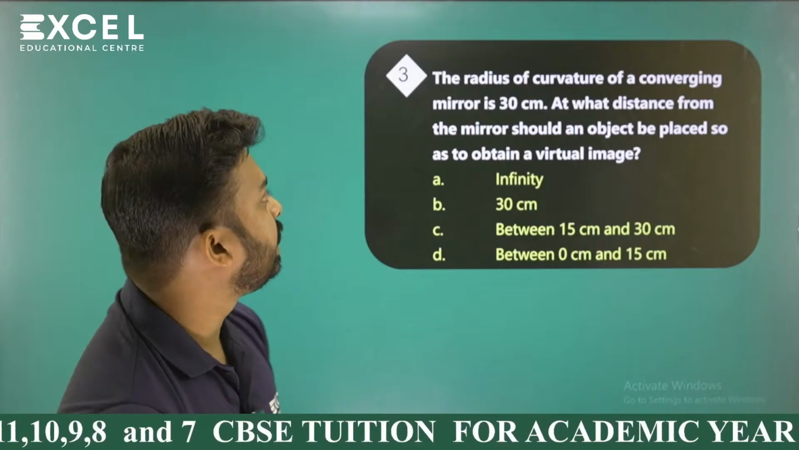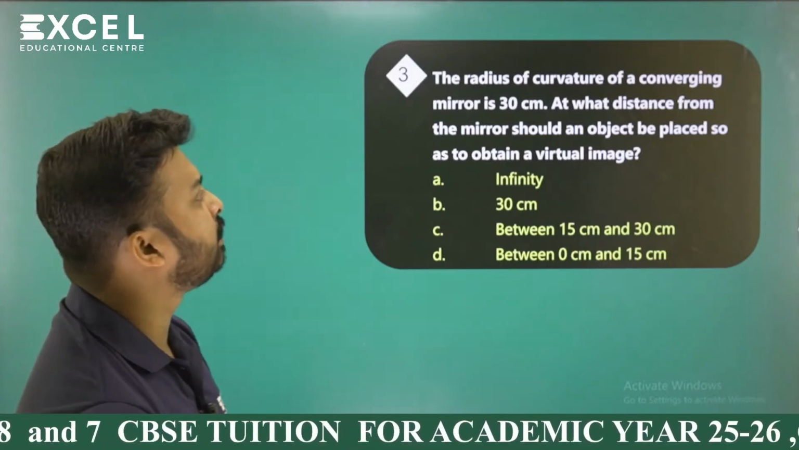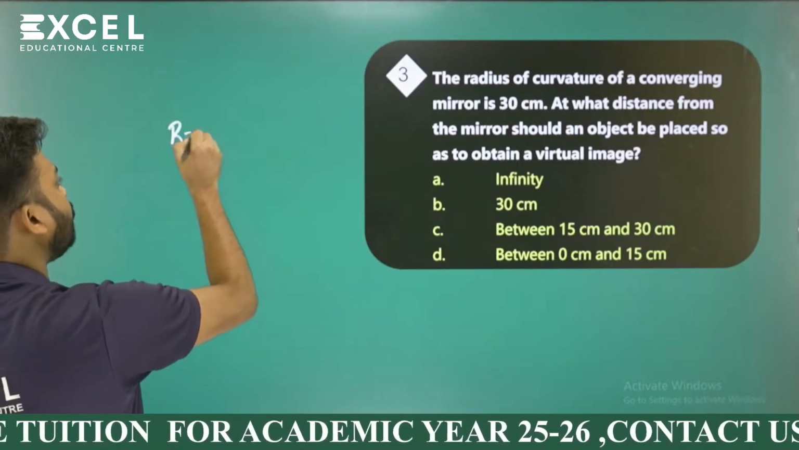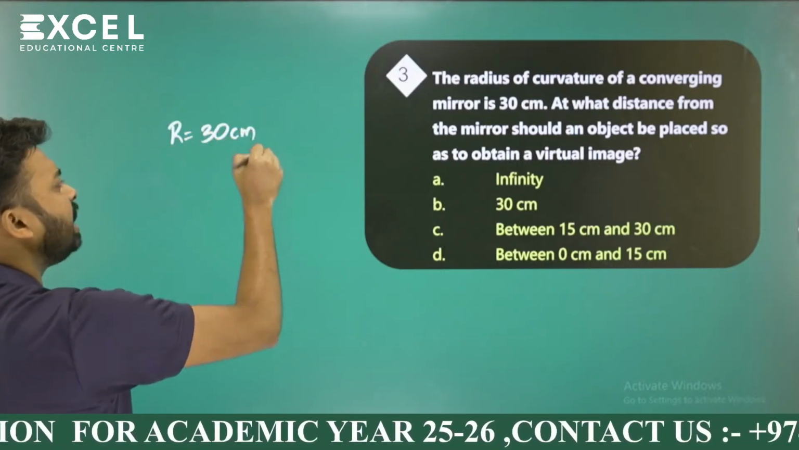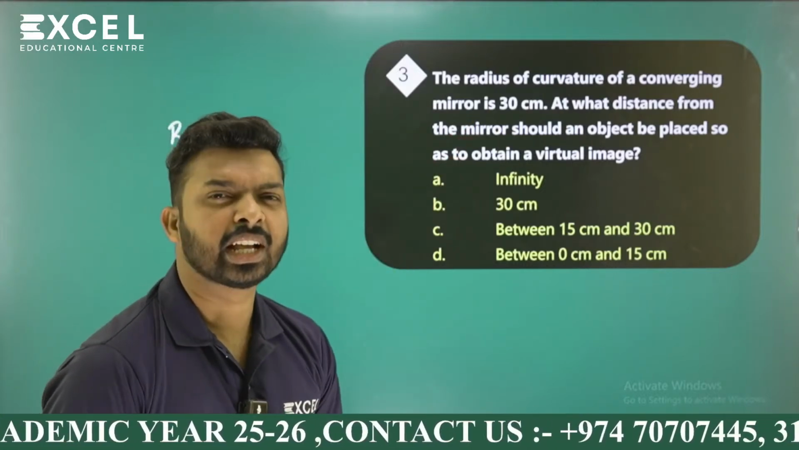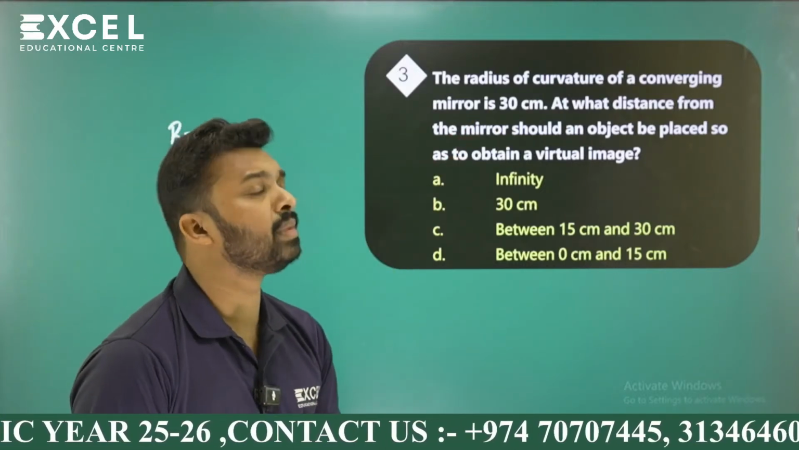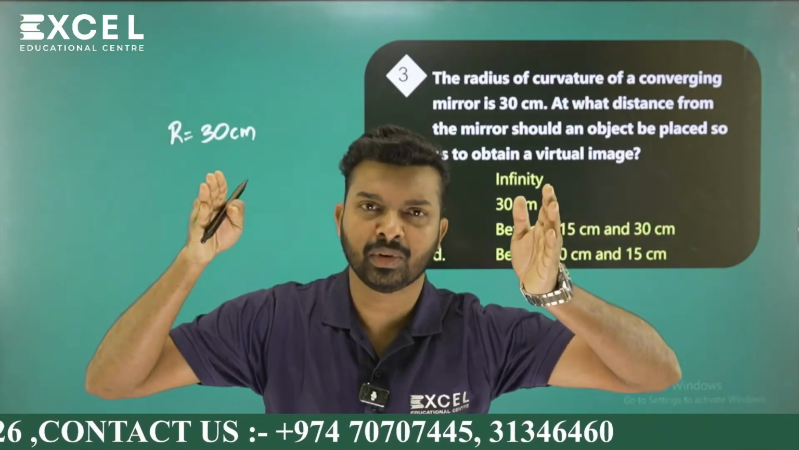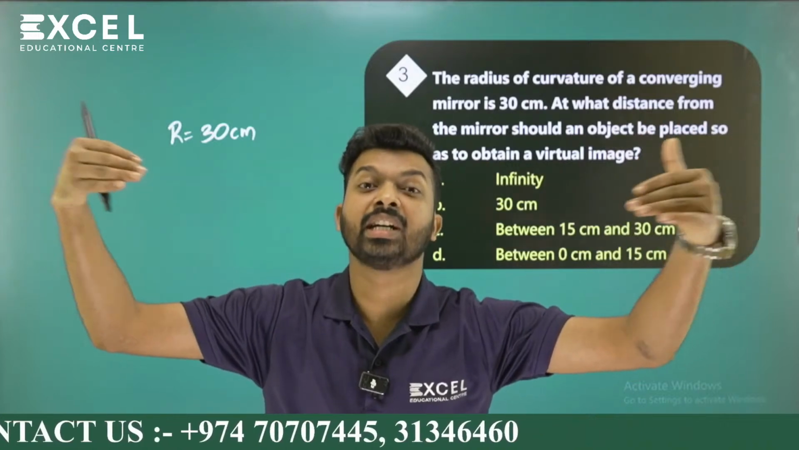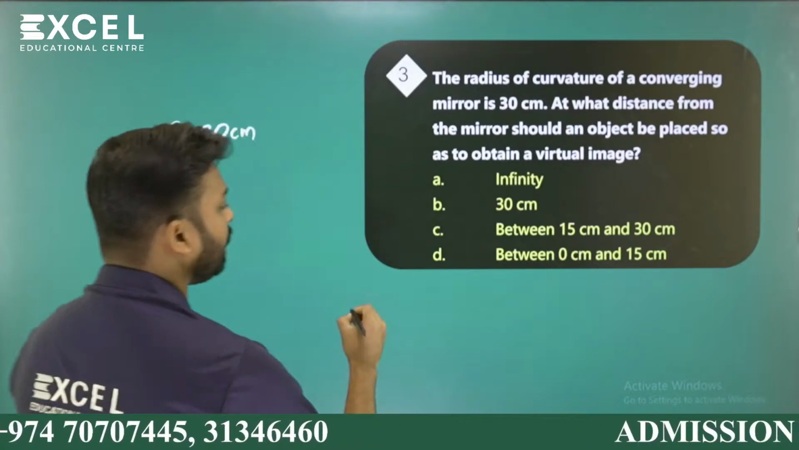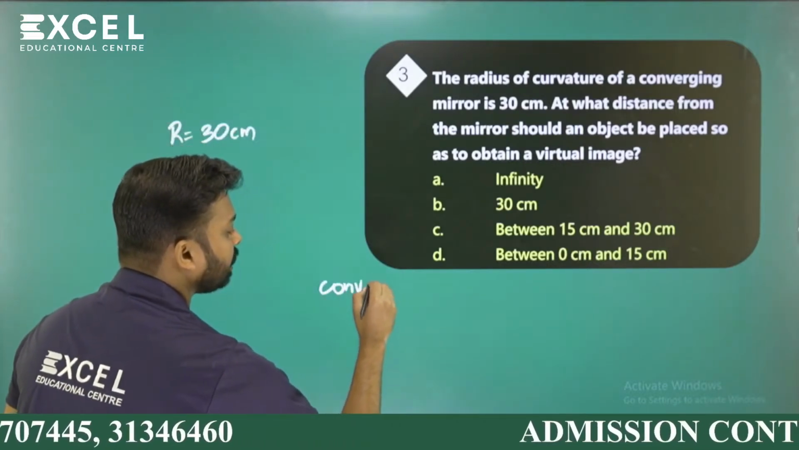So listen, here the radius of curvature of a converging mirror is 30 centimeter. That means R is equal to 30 centimeter. And listen to one thing, here it is given as a converging mirror. What does a converging mirror mean? Converging means the beams which are incident in front of this mirror will be converging after their reflection.